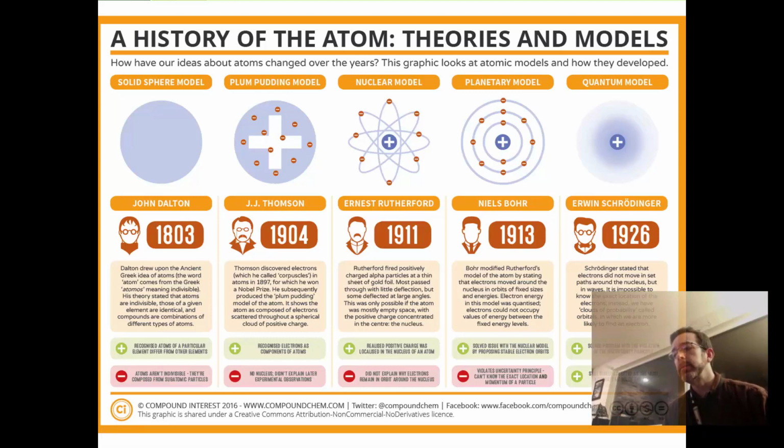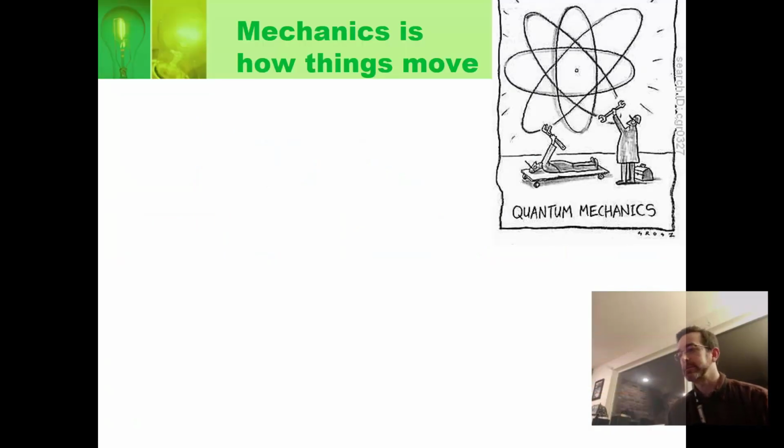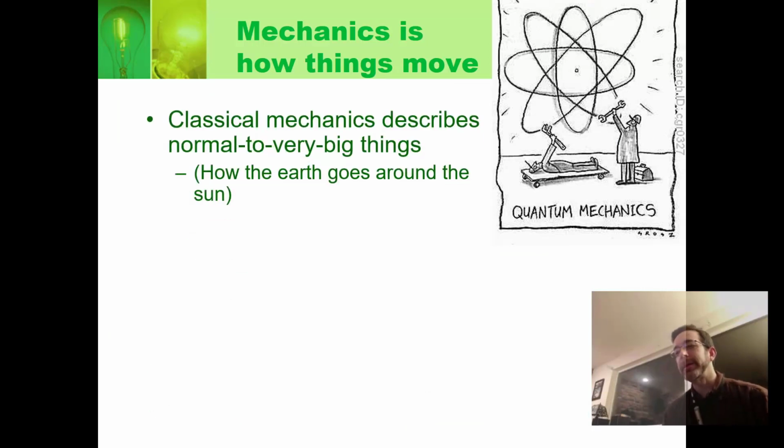Because Erwin Schrödinger realized that electrons are not like planets, they're not like particles, they're actually like waves. This looks more like a wave, a fuzzy wave, than a discrete electron moving in a discrete orbit around a discrete nucleus. So I just want to remind you that quantum mechanics is about how things move.